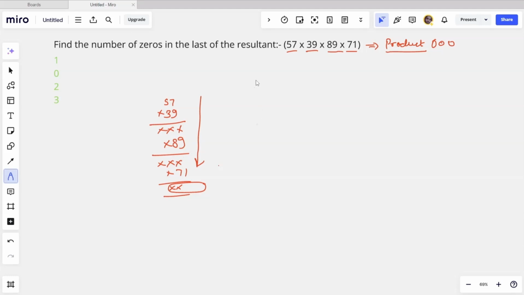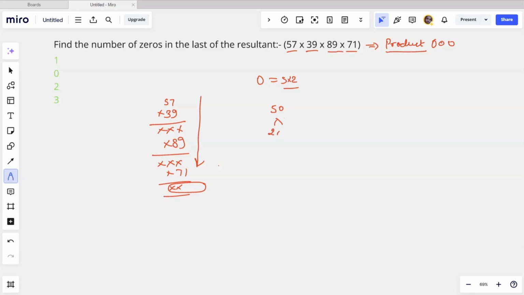Let me tell you what 0 is. 0 is nothing but 5 into 2. If I tell you 50, and I want to know how many zeros are in this, I will simply make the prime factorization of this.